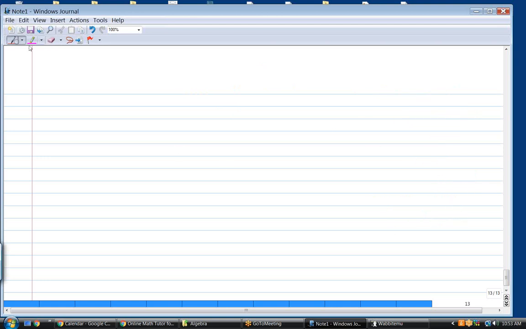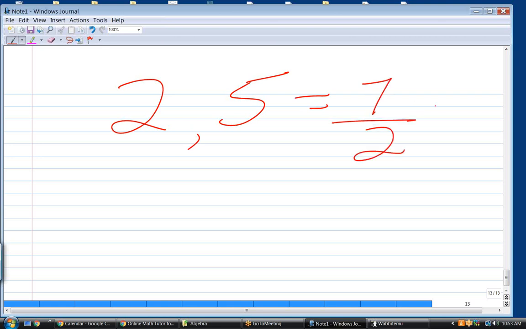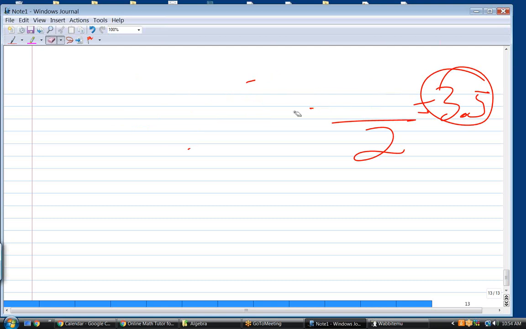What's the average between 2 and 5? Add them up. 5, 6, 7. Divided by 2. 3.5 is the average. So you always get the average by adding up the numbers and dividing by how many numbers. Pretty straightforward.